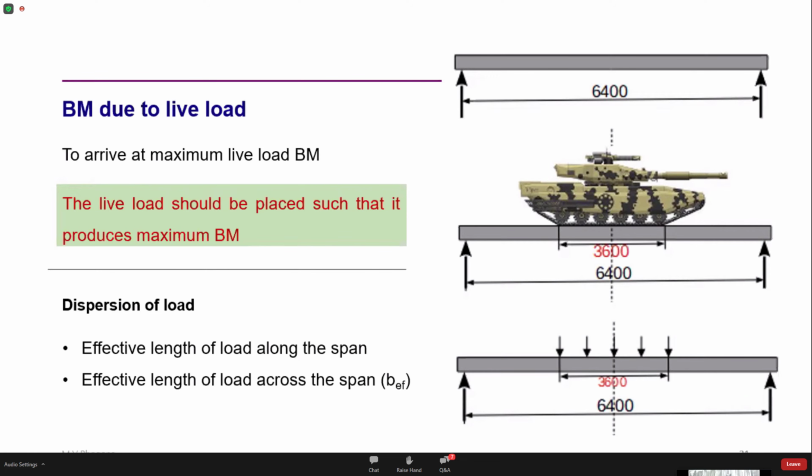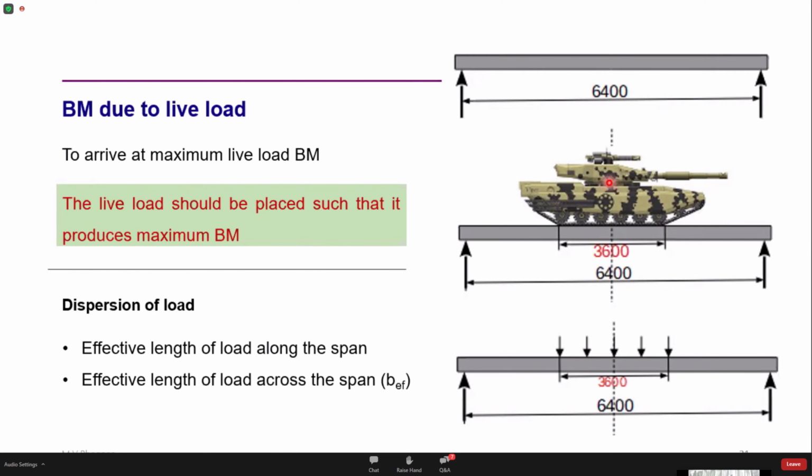Now the question arises: where should this load be placed such that I get the maximum bending moment? To arrive at the maximum live load bending moment, the live load should be placed in such a position that it produces the maximum bending moment. For a simply supported slab, you get the maximum bending moment when the heaviest load is passing over the centroidal axis of your bridge. So in this case, the live load is placed centrally on the bridge.